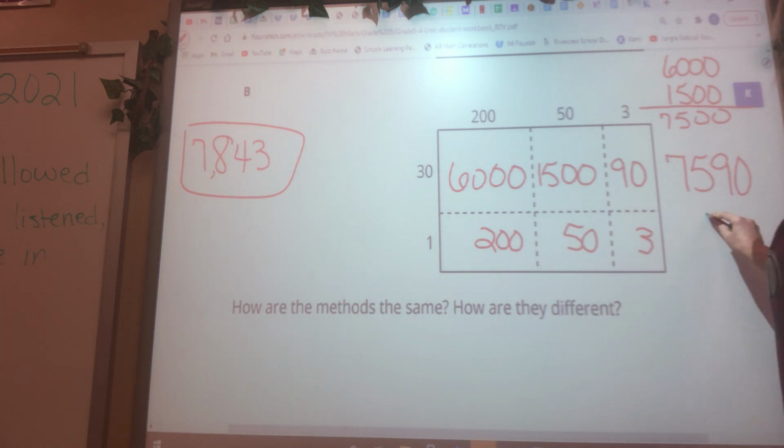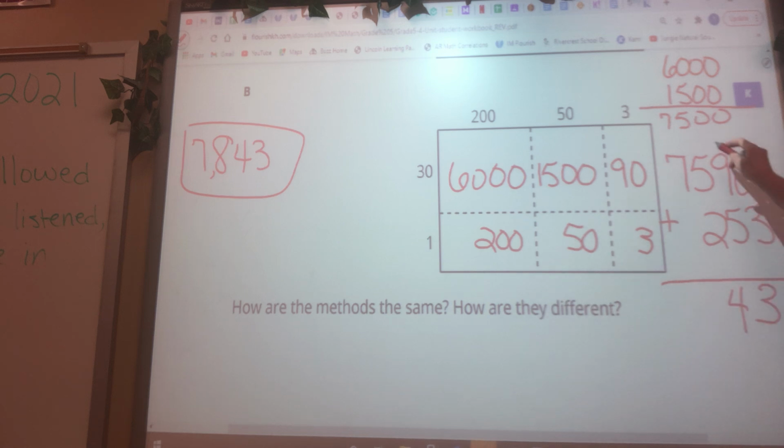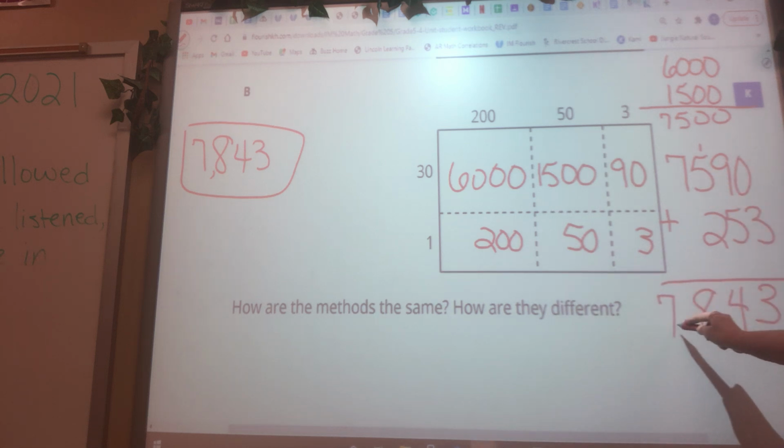And then on the bottom, 253. These look like the numbers that I multiplied a minute ago. Let's just double check. We'll add them together. 0 plus 3 is 3. 9 plus 5 is 14, carry the 1. 5 plus 2 is 7, plus 1 is 8. And 7 plus nothing is still 7.